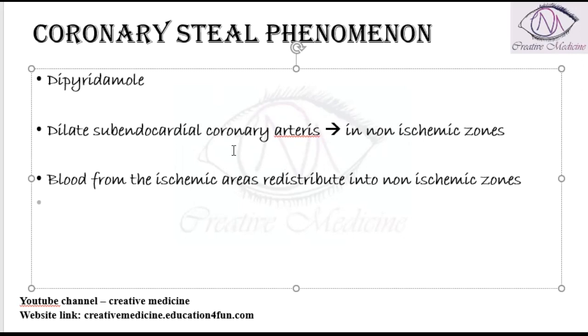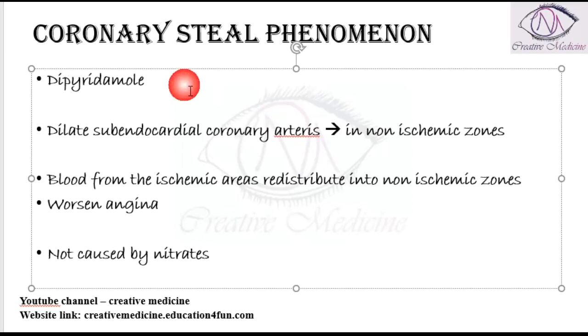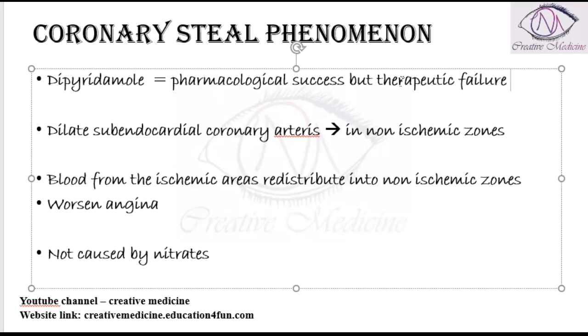So there is less amount of blood present in the ischemic areas, so obviously it will worsen the angina effects. So this is mainly caused by the drug dipyridamole, whereas this coronary steal phenomenon is not caused by nitrates. So it is one of the advantages of why nitrates are used for angina rather than dipyridamole. So dipyridamole can be called a pharmacological success, but a therapeutic failure, because it cannot be used in therapy, but it is successful based on the pharmacology.